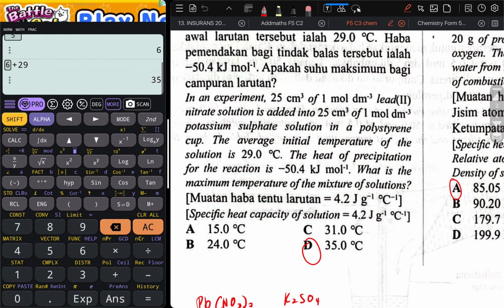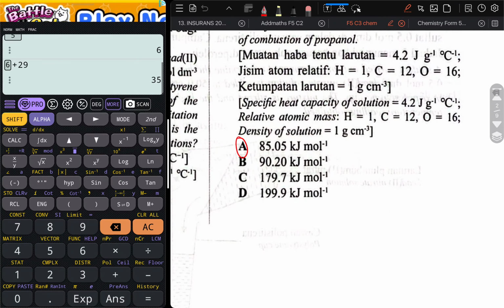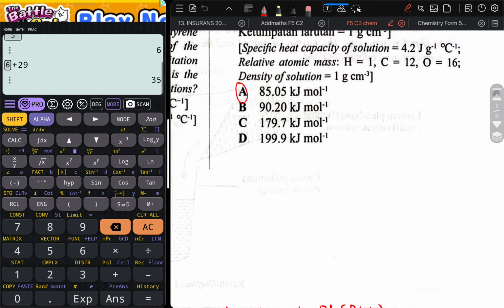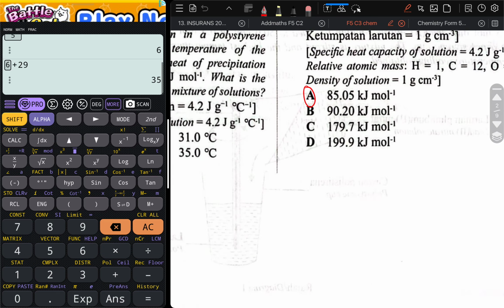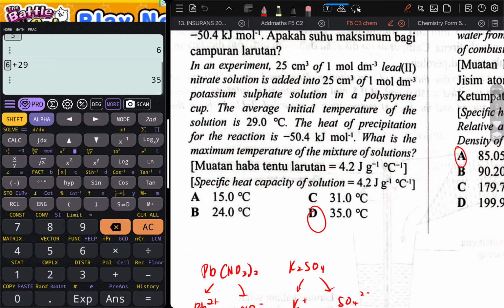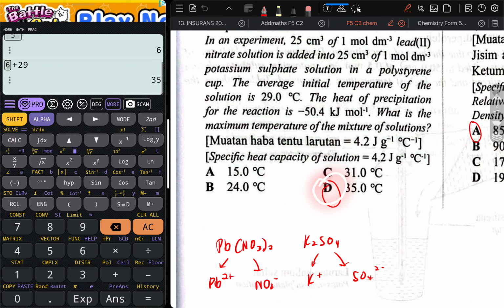From this statement, I automatically know I need to use Q equals mc theta, because from Q equals mc theta we are able to find the final temperature, which is represented by T subscript F in this case. So the answer would be D then. I will explain to you step by step.